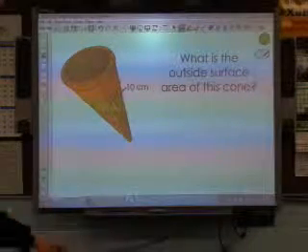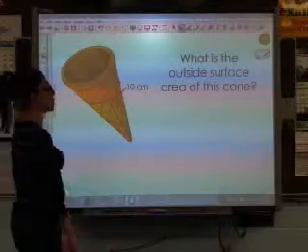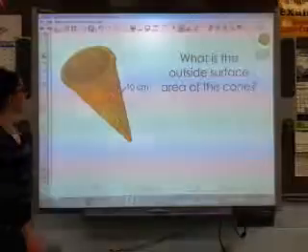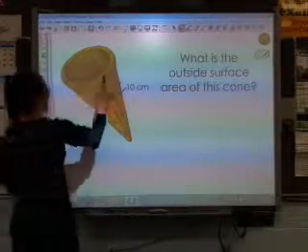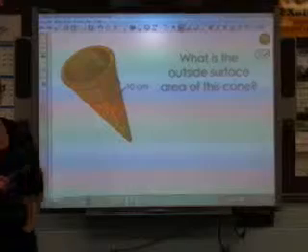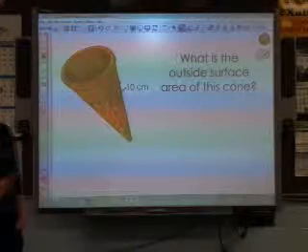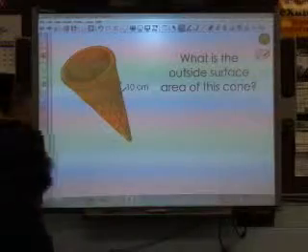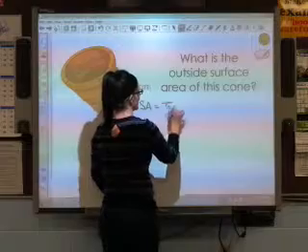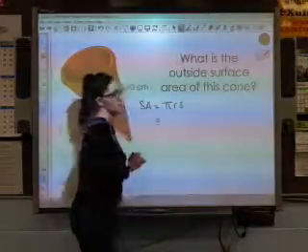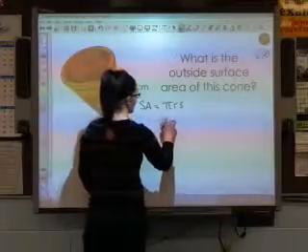If I look at class example number 4, it says, what is the outside surface area of this cone? This is an ice cream cone. When I have the surface area of my ice cream cone, I don't have this part. I have the curved surface. So we are just going to calculate the area of that curved surface. Surface area equals the curved surface, pi r s. R is going to be 3 because it's half the diameter.